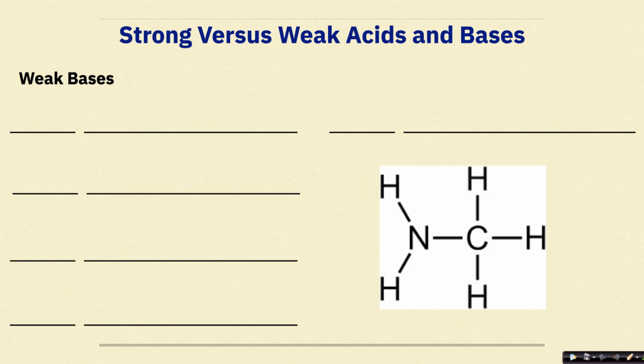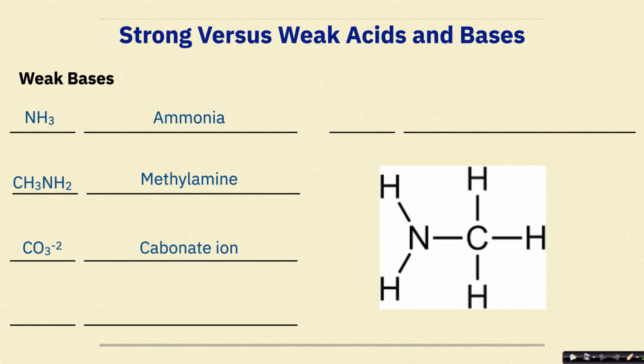Finally, the weak bases. The ones that I suggest that you know the best are NH3, which is ammonia, CH3NH2, methylamine, CO3 2-, which we know as the carbonate ion, along with HCO3 -, the hydrogen carbonate ion, and S 2-, the sulfide ion. And for each of these ions, we'll look at very specific situations where you can identify these as weak bases.